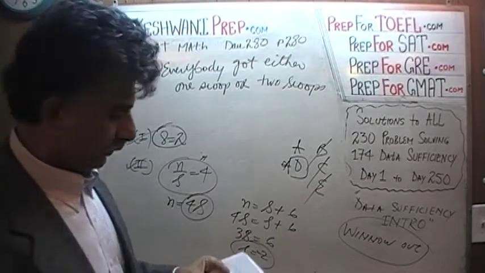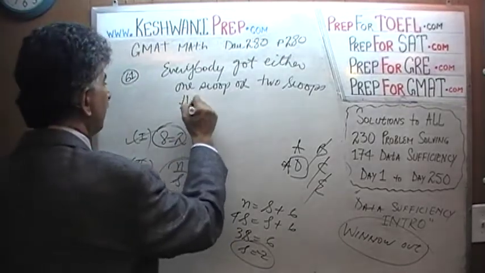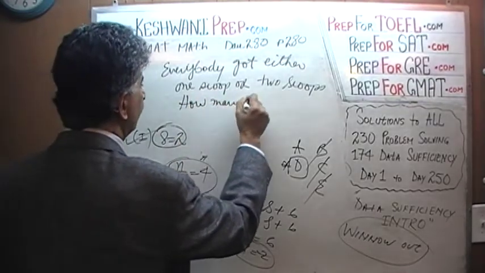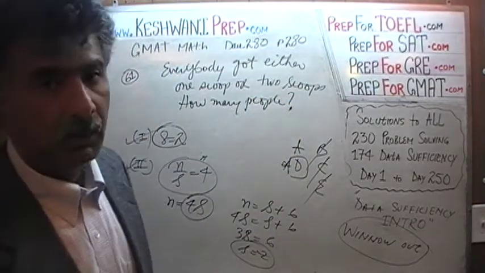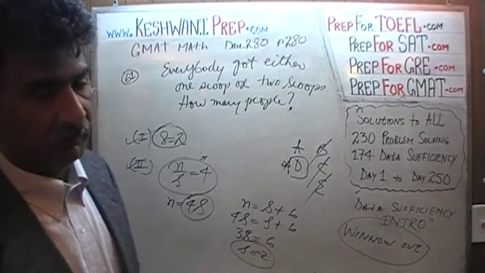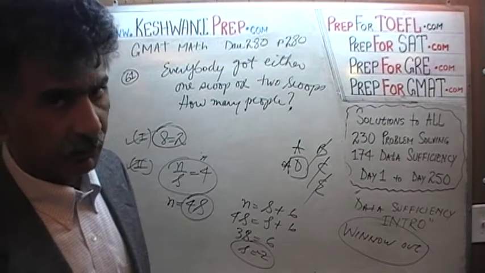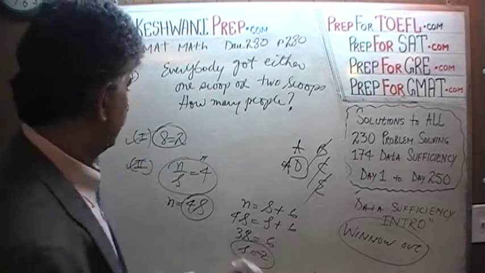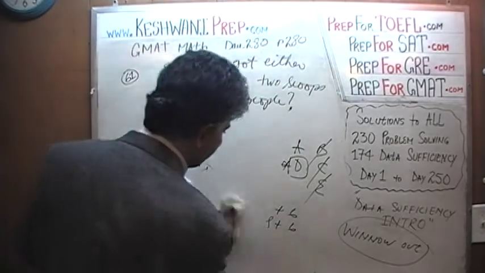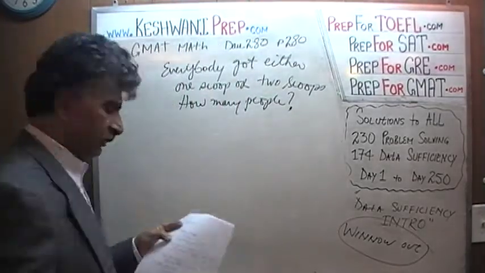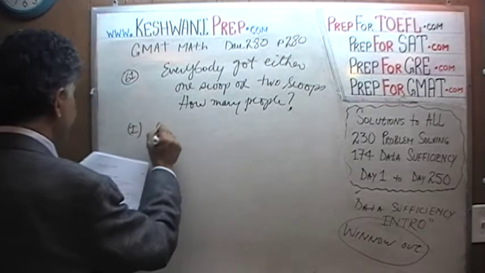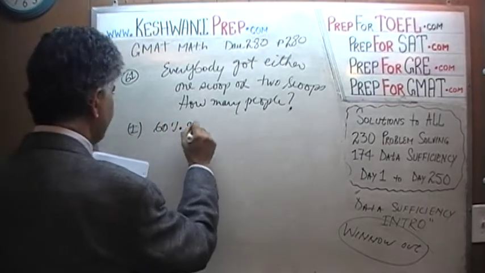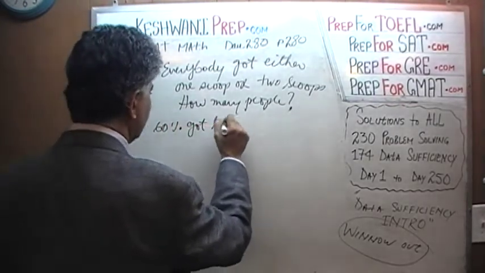So far, so good. The question is, how many people were there? How many people were at the party where they were served ice cream? Every one of them was served ice cream. Some decided to have 1 scoop, some decided to have 2 scoops. Let's see what they tell us in the first statement. In the first statement, they tell us that 60% got 2 scoops.